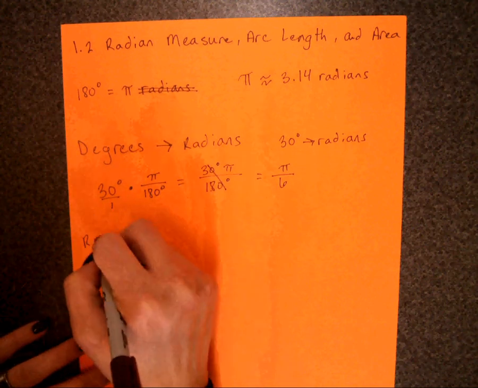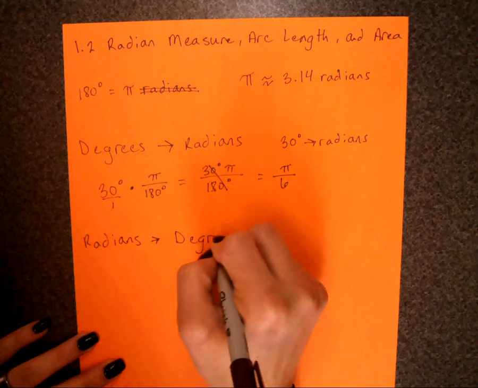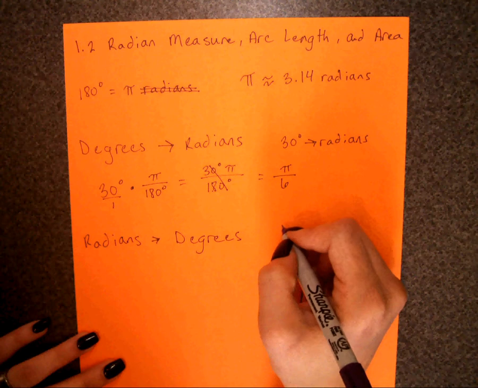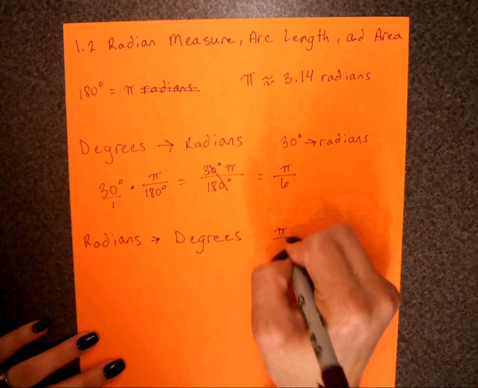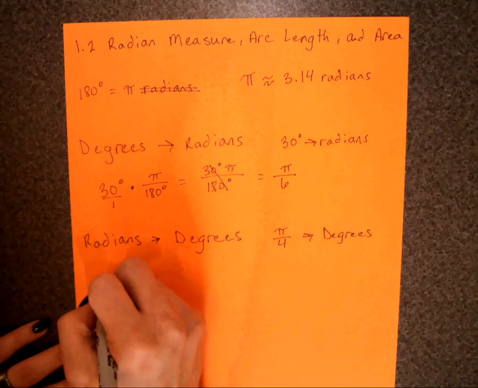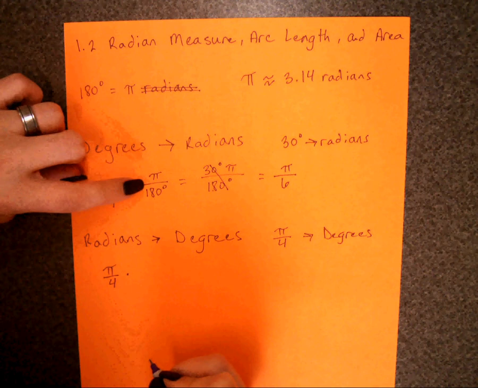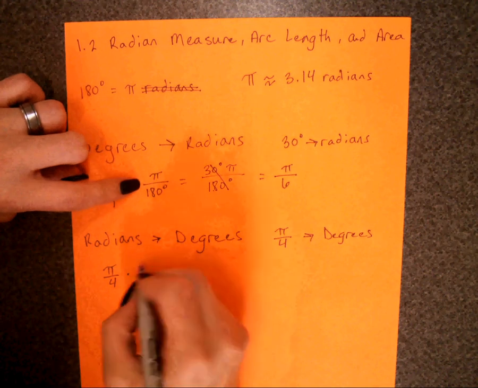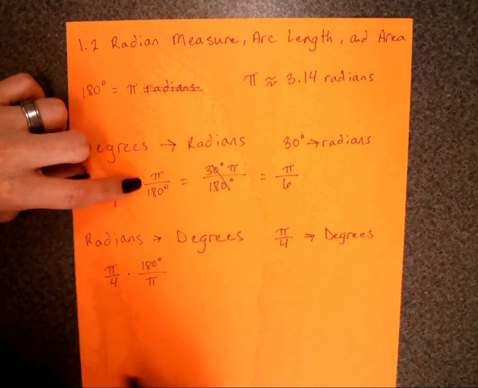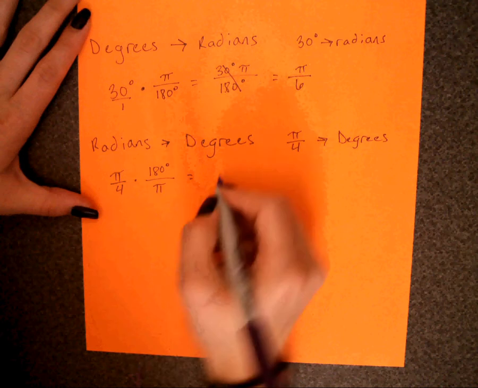over 180. If I want to go the opposite direction, let's say I'm already in radians and I want to go to degrees, then we'll just flip that ratio over. So let's say I want to go from pi over 4 to degrees. Then I'll take pi over 4 and multiply it times, again, the reciprocal of this ratio. I'm going to degrees, so I want degrees on top. So 180 over pi.